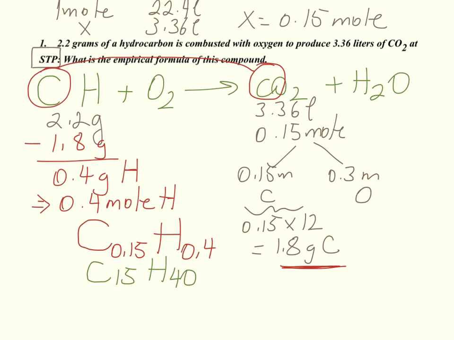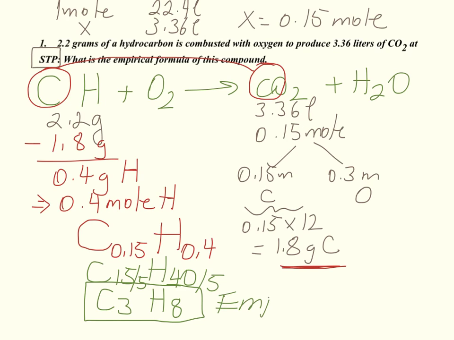When you divide both subscripts by 5, you get carbon 3, hydrogen 8. This is the empirical formula of our compound. Empirical formula.